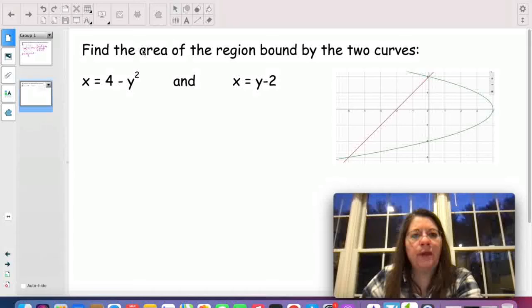Okay, so here's the next one. Find the area of the region bound by the two curves x equals 4 minus y squared and x equals y minus 2.